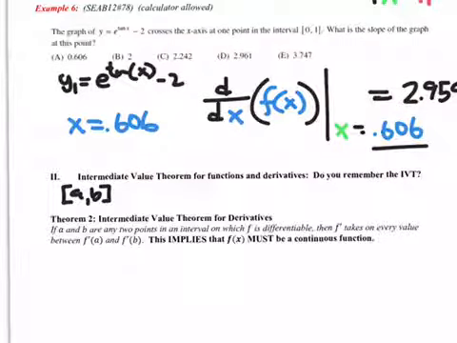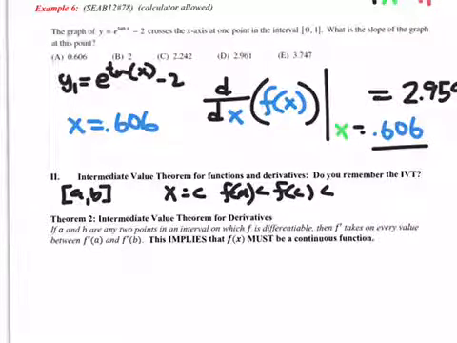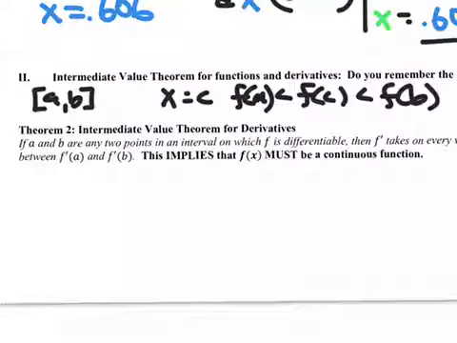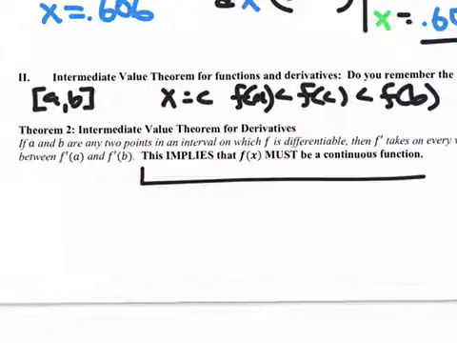So the intermediate value theorem says that on a closed interval a to b, if a function is continuous, then there exists a value x equals c such that f of c is between f of a and f of b. I know that this isn't a formal write-up, but that'll give you a little bit of reminder on the intermediate value theorem for functions. Okay, so now for derivatives, if a and b are any 2 points in an interval on which f is differentiable, then f prime takes on every value between f prime of a and f prime of b. This implies that in order for the intermediate value theorem of derivatives to work, f has to be a continuous function.